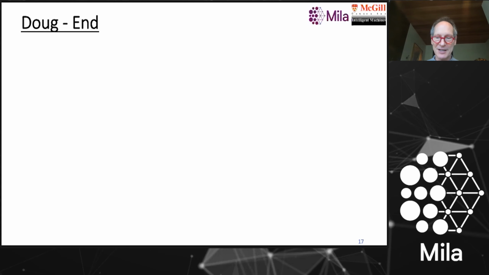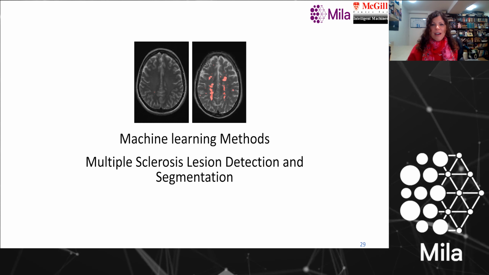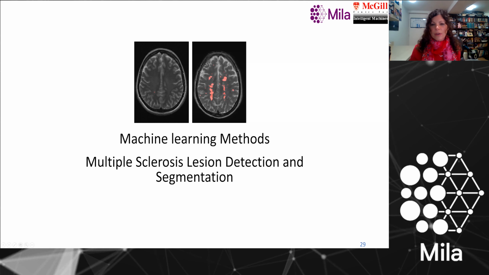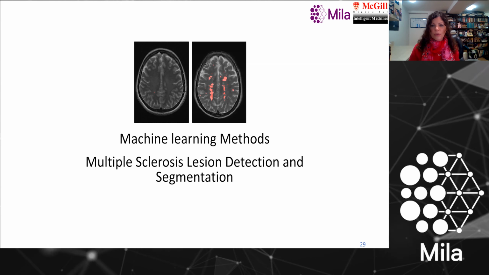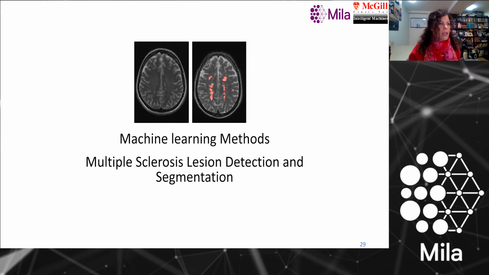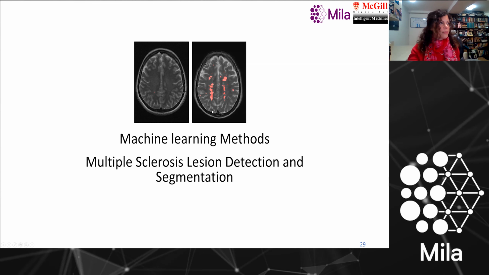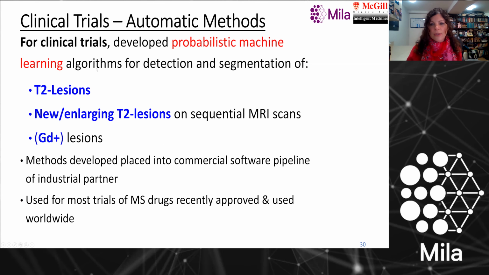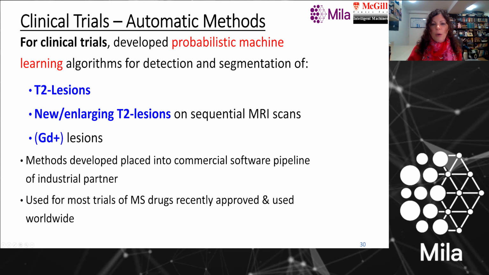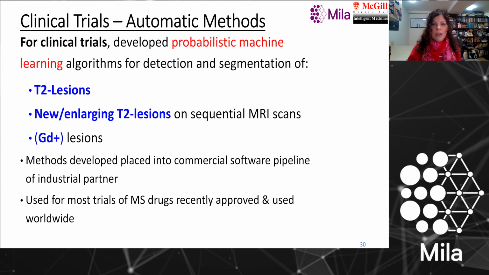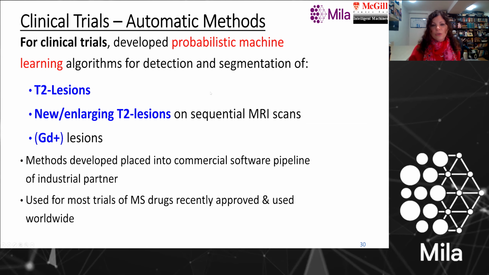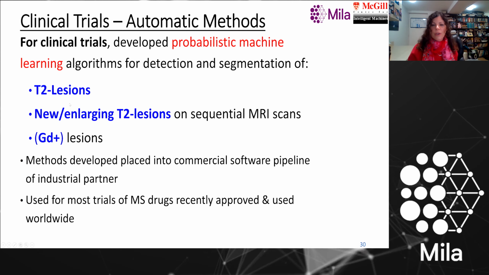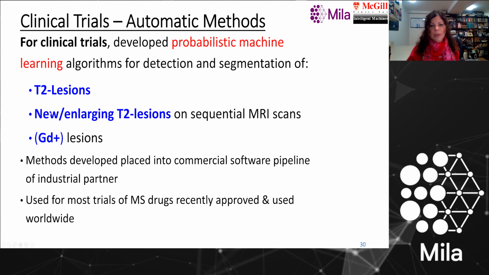Okay, great. So thank you very much for that thorough introduction. Okay, so with that, I'm going to talk to you very briefly about some work that we've done in our group on multiple sclerosis lesion detection and segmentation. And so in the context of clinical trials, we have already developed some probabilistic machine learning techniques for detecting and segmenting T2 lesions, new and enlarging T2 lesions on longitudinal or sequential MRI scans, and gadolinium enhanced lesions.